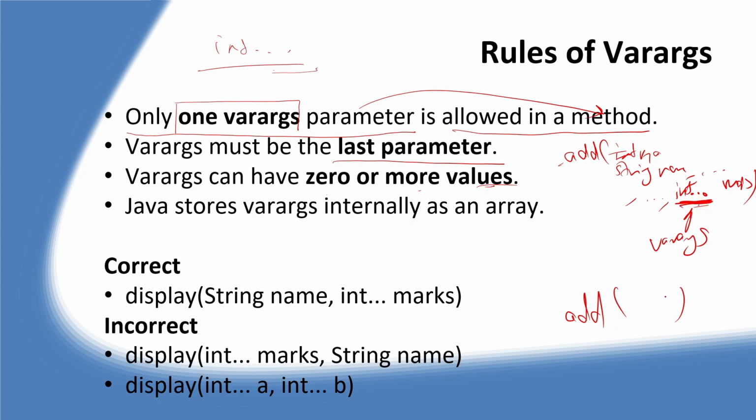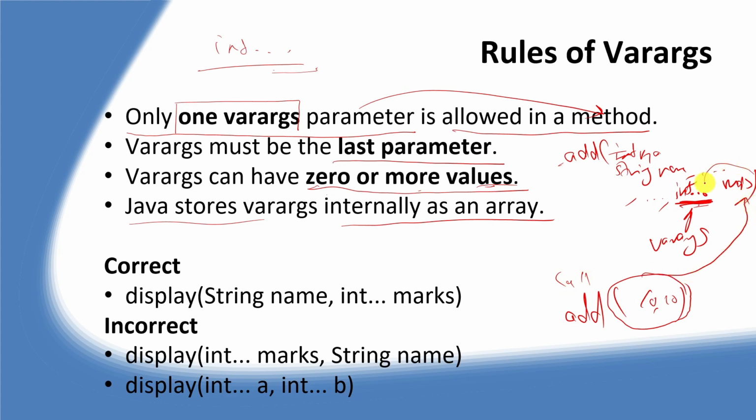Zero means we cannot pass anything, or we can pass one value, or we can pass two values. So it starts from zero to more values in the method call. Java stores Varargs internally as an array, we have seen, right? Whatever multiple values we are passing in the method call, that is being stored in the array. If we are using Varargs, then this will be stored in the array.